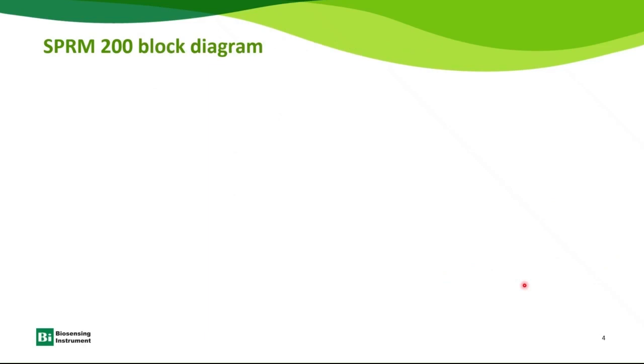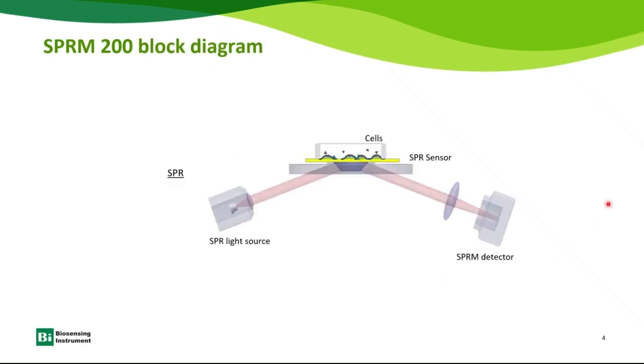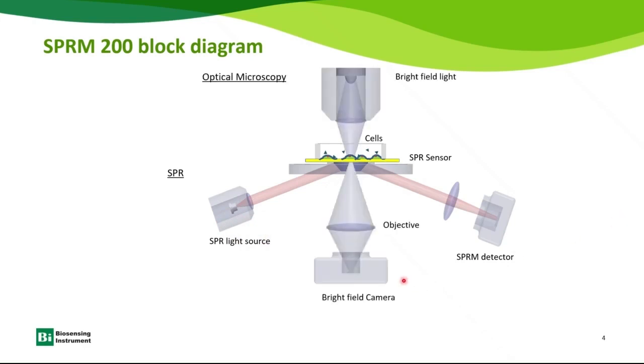SPRM has three key components. The first component is the SPR unit. It includes the light source, the detector, and the sensor chip. On top of this SPR unit is a bright-field optical microscope, which illuminates the same area. This optical microscope allows you to precisely position and locate the sample where you want to do the experiment. It also allows you to monitor the status of the sample during the experiment.